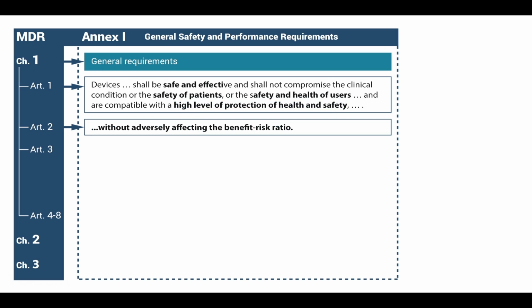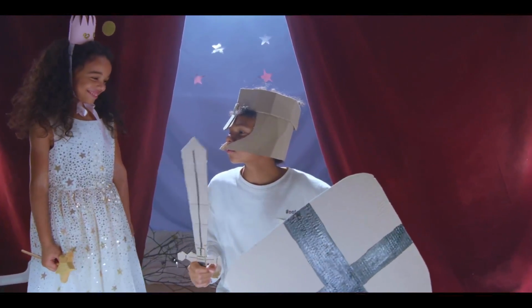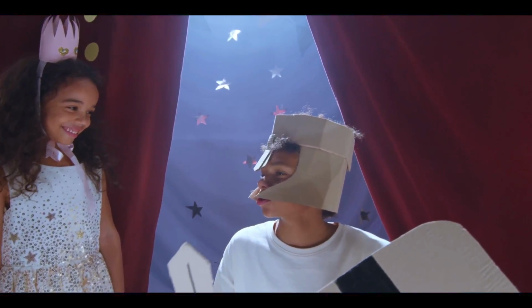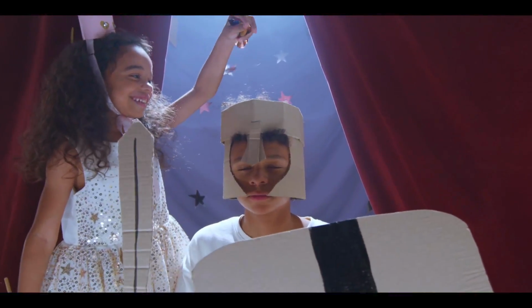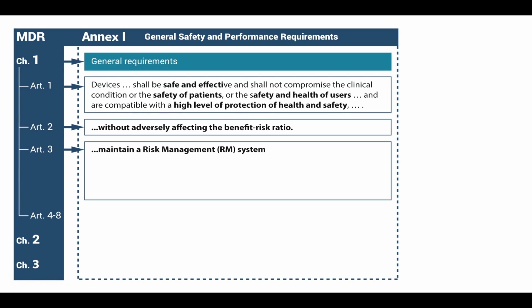Article 2 explicitly states that the device must do so without negatively affecting the benefit-risk ratio. So that more or less says that the way you increase the safety of the device should not be such that the benefit of using your device gets diminished further than the risks. As an example, you could make your new surgical scalpel perfectly safe by making it blunt and made out of rubber. It would be very safe, but then the benefit of your device for operating on a patient would be zero.